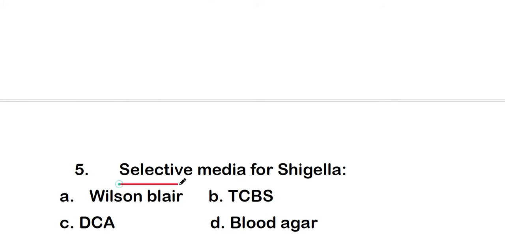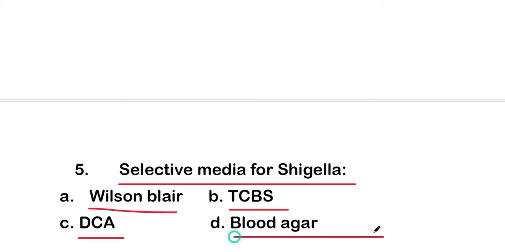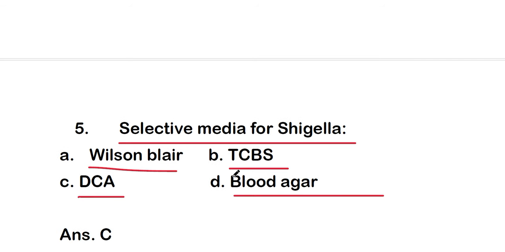Okay, so let's move on to question number 5. That is, selective media for Shigella is option A, Wilson-Blair media, option B, TCBS media, option C, DCA media, option D, blood agar. So which one is correct? That is option C, it is DCA, that is deoxycholate agar. So selective media for Shigella is DCA or deoxycholate citrate agar media.